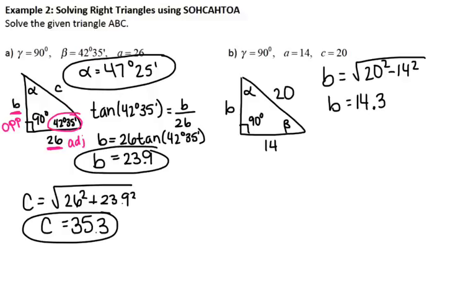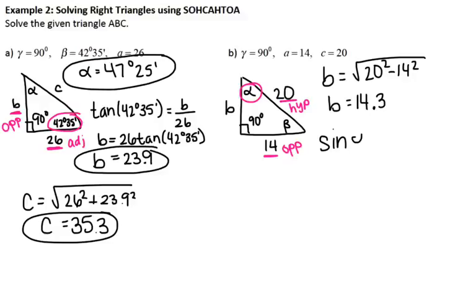Okay, so now I need to pick an angle to solve for. I'm going to go ahead and solve for angle alpha. I'm going to use what was given to me. So the side that's labeled 14, that's the opposite. And the side that is across from your right angle is your hypotenuse. So I'm using opposite and hypotenuse, so that's going to be sine, because sine uses opposite and hypotenuse.